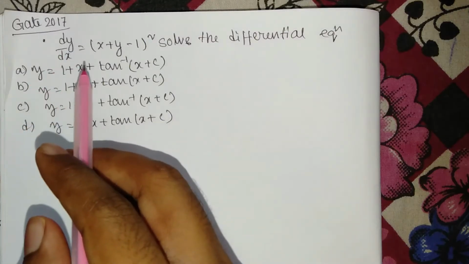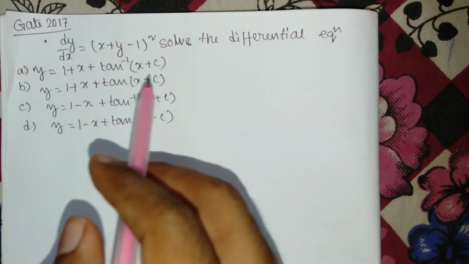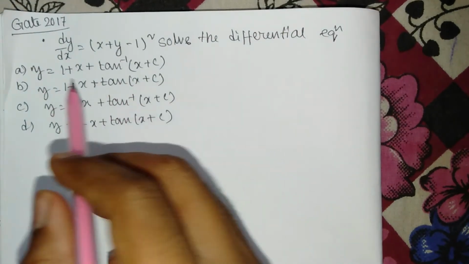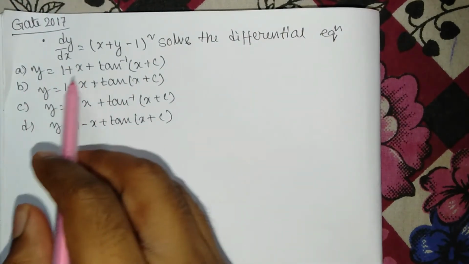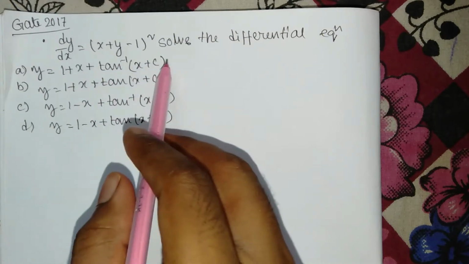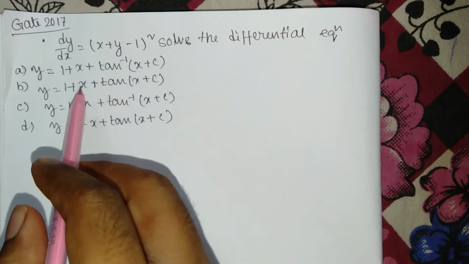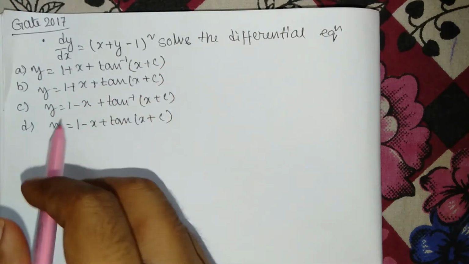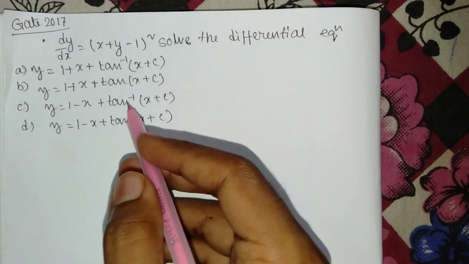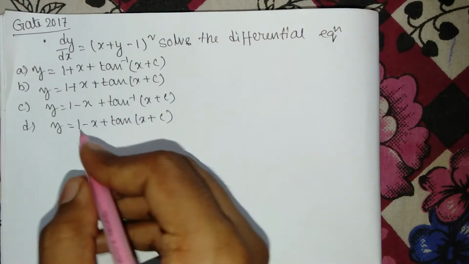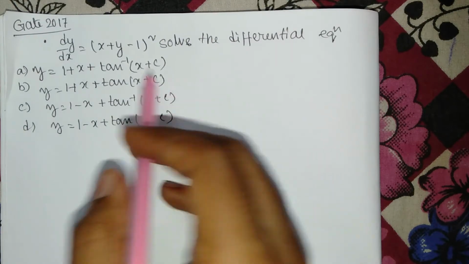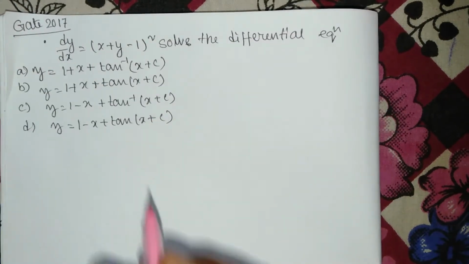The problem is: given a differential equation, solve the differential equation. The options are: y is equal to 1 plus x plus tan inverse of x plus c; y is equal to 1 plus x plus tan of x plus c; y is equal to 1 minus x plus tan inverse of x plus c; and y is equal to 1 minus x plus tan of x plus c. This question is from GATE 2017.